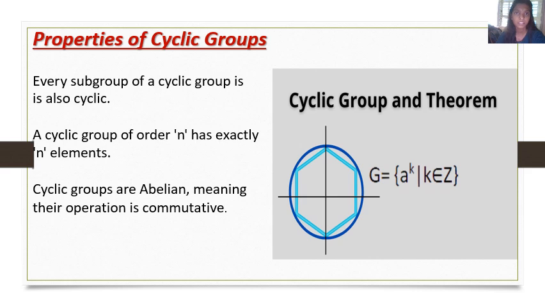Next is the properties of cyclic groups. Every subgroup of a cyclic group is also cyclic. A cyclic group of order n has exactly n elements. Cyclic groups are abelian, meaning their operation is commutative. This is the diagram of a cyclic group that represents G equals {a^k, k belongs to Z}. So these are the properties of cyclic groups.